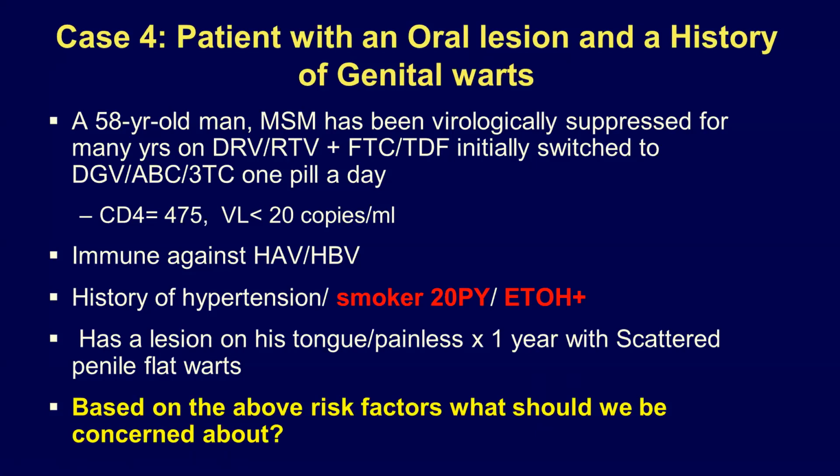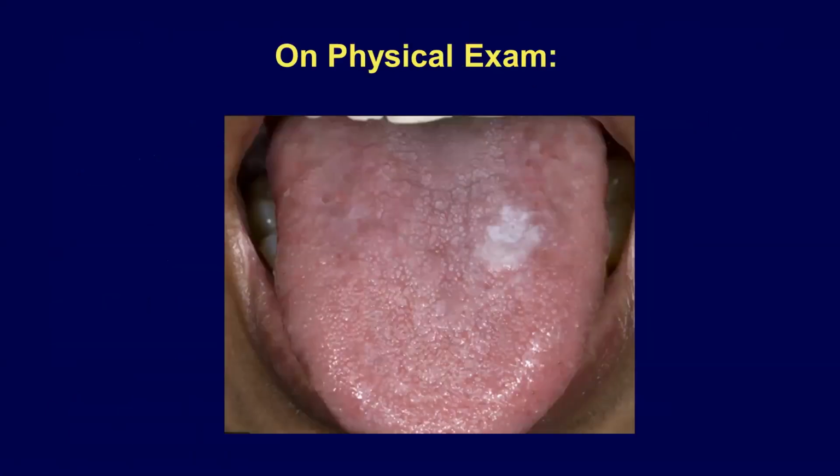What should we be concerned about? What risk factors? So here's the tongue, and you see this white patch right here, and that's abnormal. Next slide.